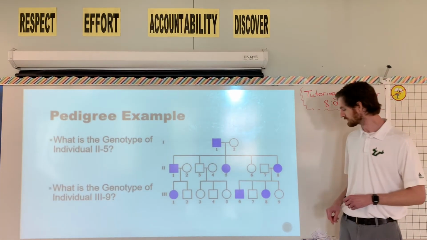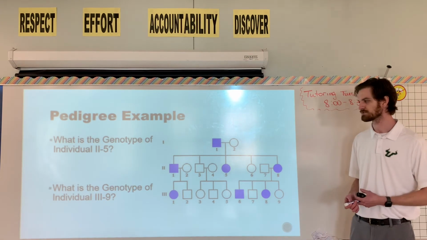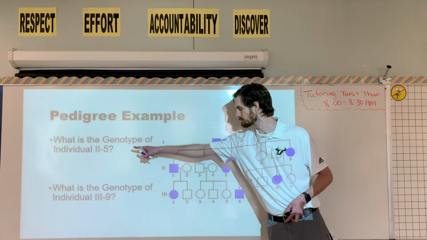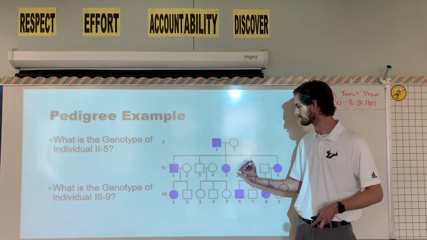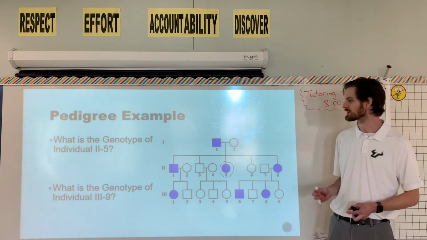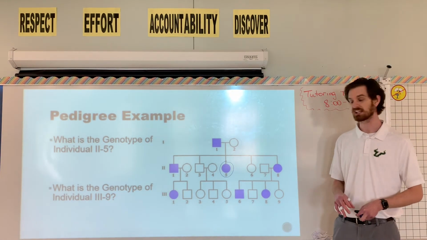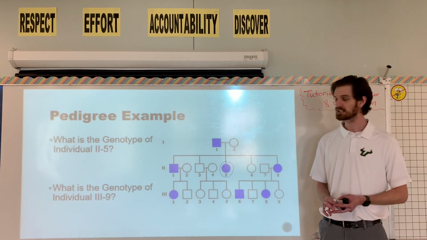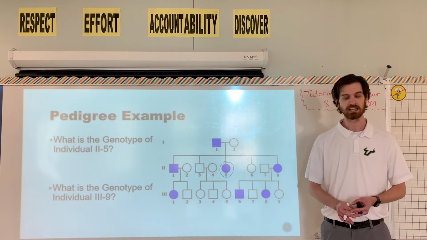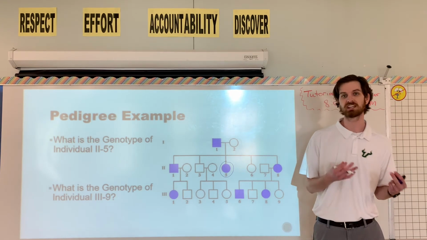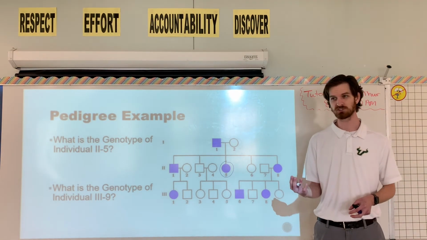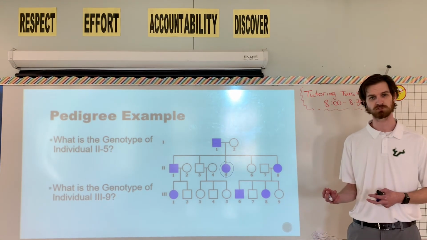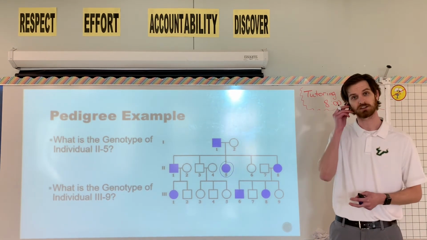Now, let's look at this one overall to figure out the genotypes of some individuals. So if I have individual 2, 5, so individual 2, representing generation 2, individual number 5. This person right here, what is their genotype? Well, the first question we have to ask is, is this a sex-linked trait or an autosomal trait? The easiest way to tell if it's sex-linked is to see the number of males that are affected. If more males are affected, it is most likely sex-linked because they only have 1 X chromosome, so the likelihood of them showing a trait is much higher than females who have 2 X chromosomes and could be carriers or have a trait that could cover it up.